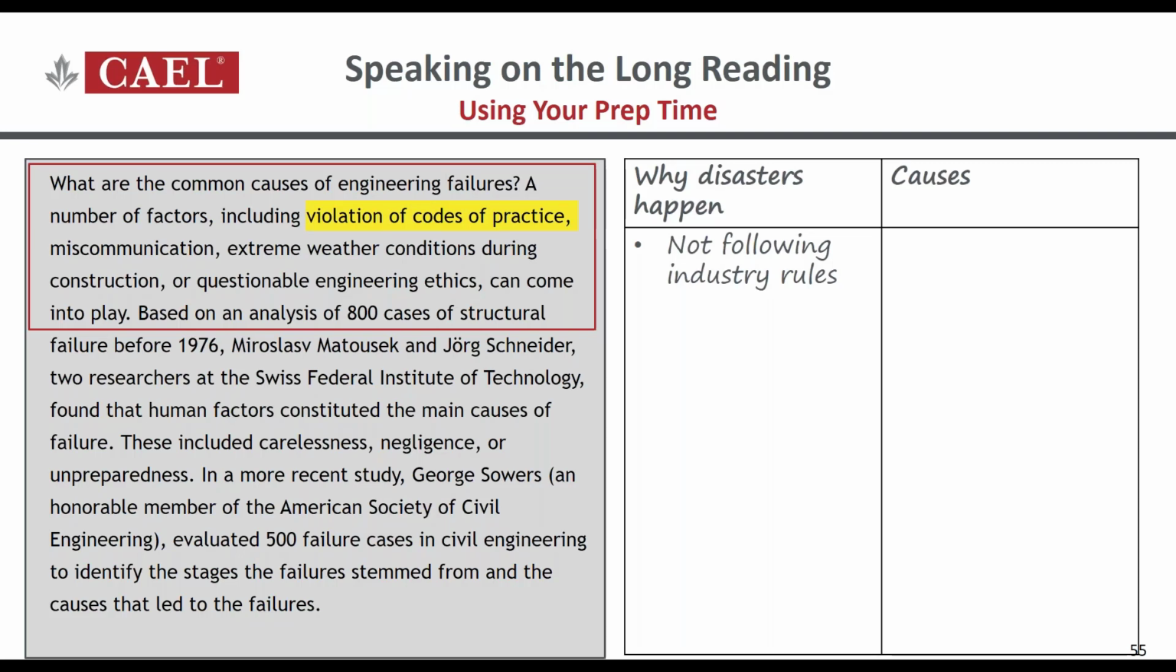First I'm looking at why disasters happen. So looking through the list, I found these keywords in yellow. You can see those highlighted in yellow. Violation of codes of practice. And from that, I know that they are not following the rules properly. Then if I keep reading, I get miscommunication. That means the communication between people is very poor, and they're making mistakes because of the lack of communication. If we keep going, then we get extreme weather conditions. So the bad weather is making the building much more difficult.